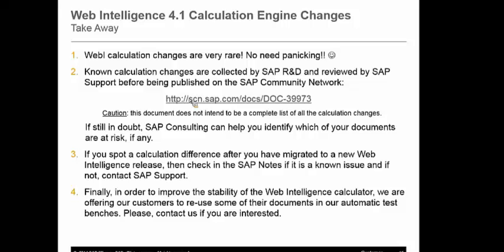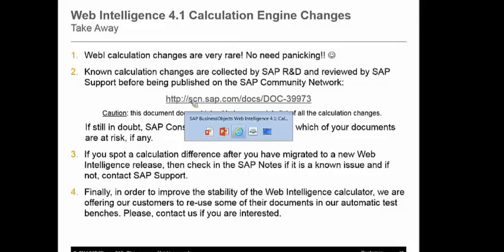The calculation engine is not the most fun part of WebI, but it's very important for you to get the message that there's normally nothing to worry about when migrating your documents to WebI 4.1 regarding this calculation engine. So I'm going to show you briefly the document we have published on the SAP Community Network.